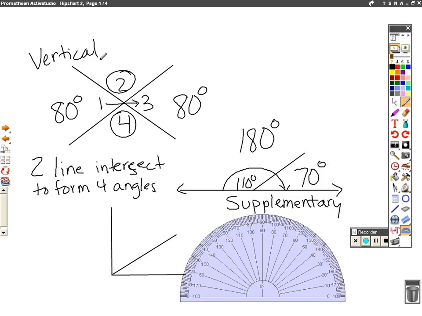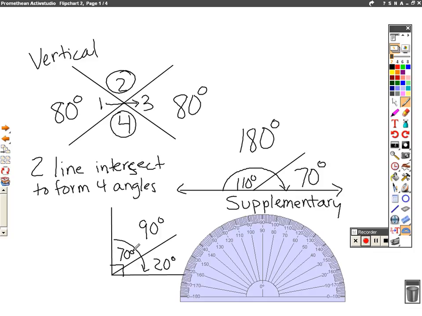The final one we're going to talk about is complementary. And if I put a little square here, I bet you remember this. This is a right angle. So this total has to be 90 degrees. So if this is 20 degrees, so I have to travel 90, what have I used up? I've used up 20. So what's left is 70 degrees.